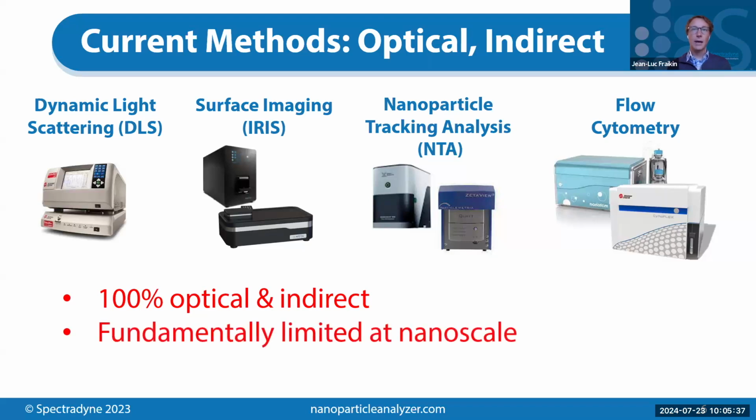Also, because we're using light to measure nanoparticles, these methods are fundamentally limited at the nanoscale. And that's because the particles are smaller than light. So if you're using light scattering, then you're heavily dependent on the optical properties of the particles in order to get the signal to begin with, let alone to make measurements about them. So in some cases, it's possible to infer or calculate a particle size from the light that it scatters.